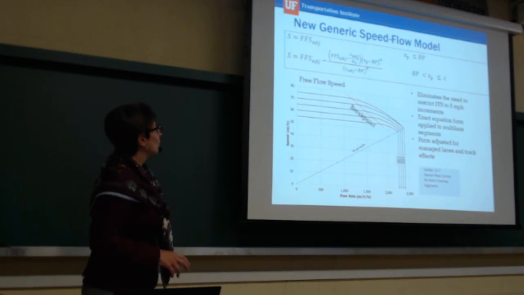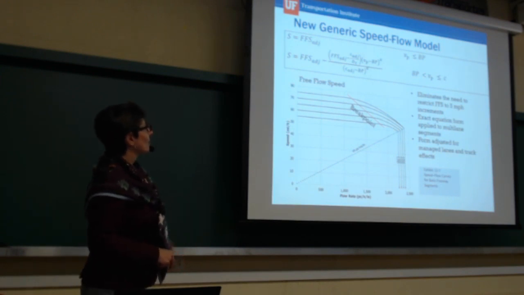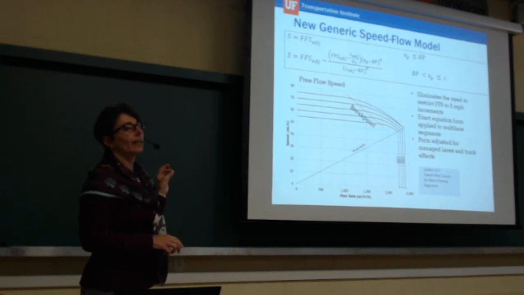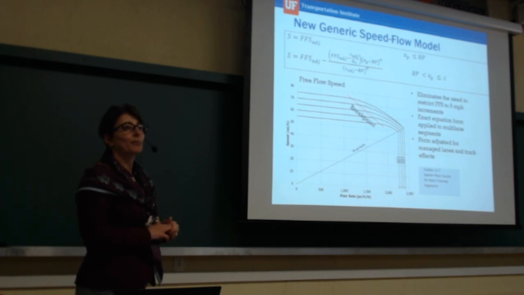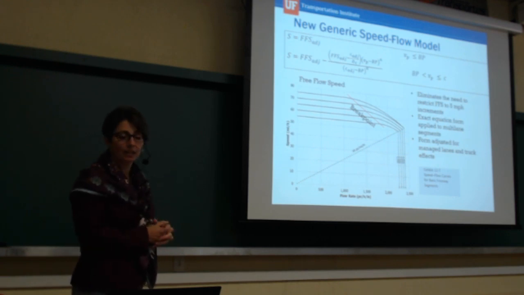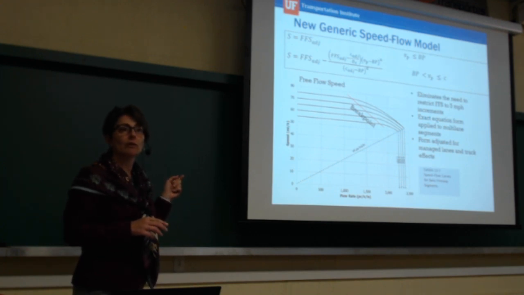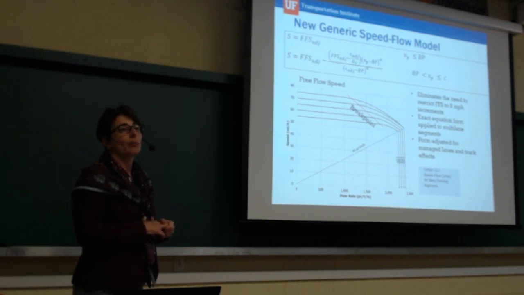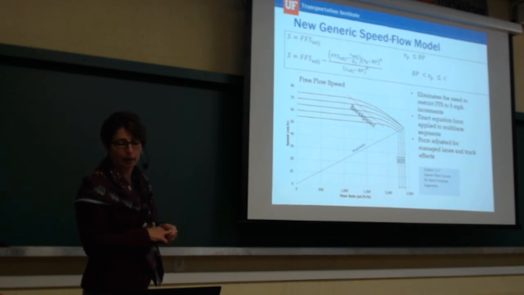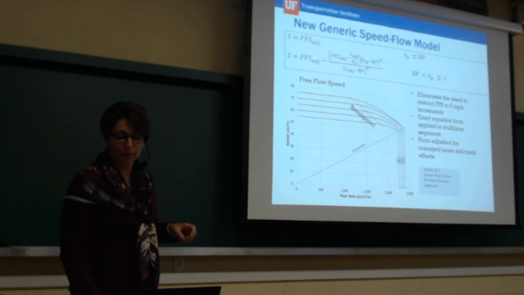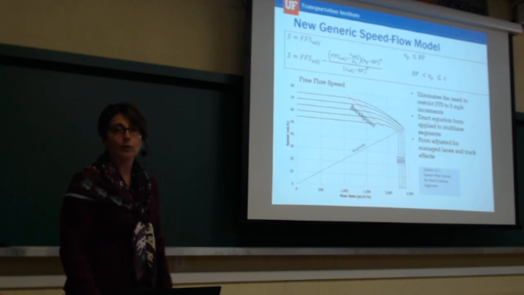One of the other new changes in the HCM is the inclusion of a new generic speed flow model for freeways instead of providing the final model, so that now you can develop your own model based on whatever free flow speed you have, rather than having to interpolate. You can get directly into the equation. These are just some of the highlights from the uninterrupted flow.